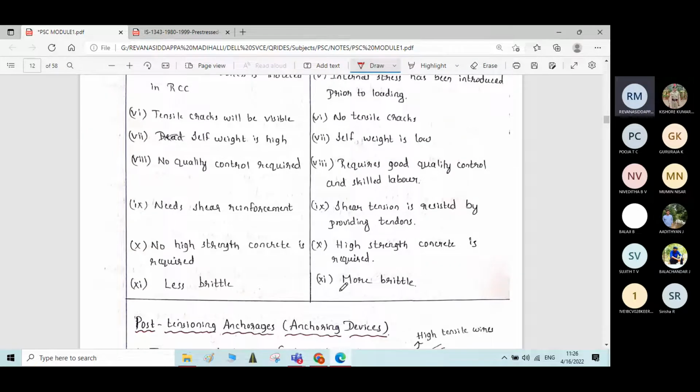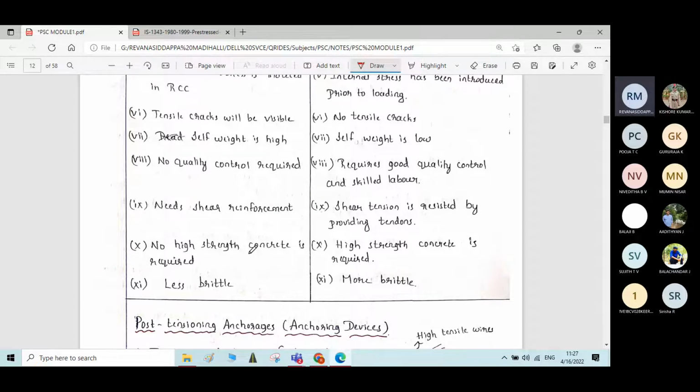Then for RCC, no special quality control is required. It is a conventional construction. You can adopt the conventional procedure or steps for casting an RCC member, but in case of a PSC member, special quality control, special equipment, and skilled laborers are required for construction.